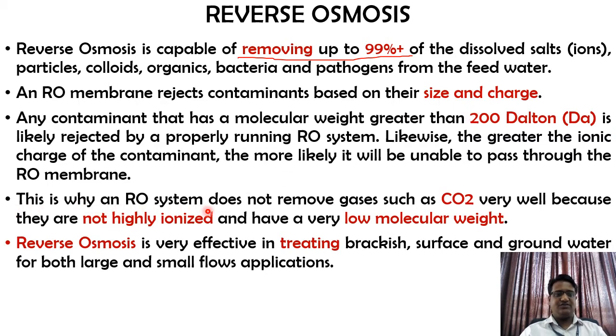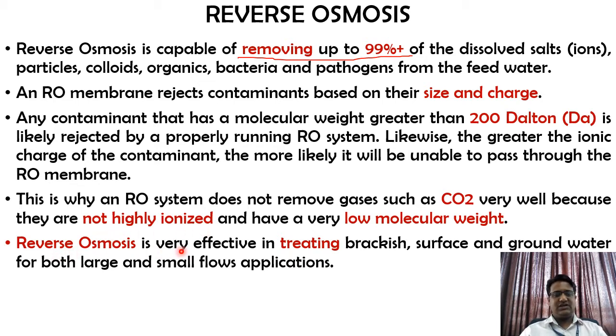This is why an RO system does not remove gases such as carbon dioxide very well, because they are not highly ionized and they have a very low molecular weight. The size of those carbon dioxide molecules is very small, because of which they cannot be removed, and even the ionic charge on carbon dioxide is very low. So that's why RO systems are not suitable for removing carbon dioxide out of the water.